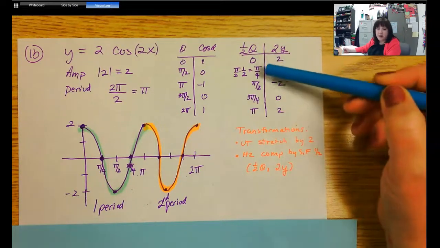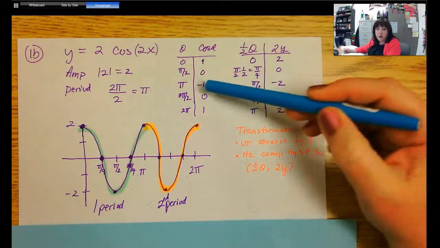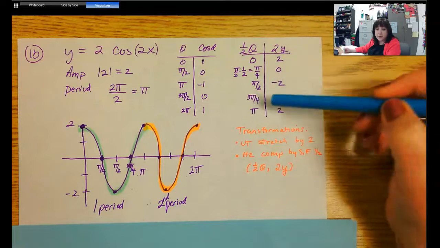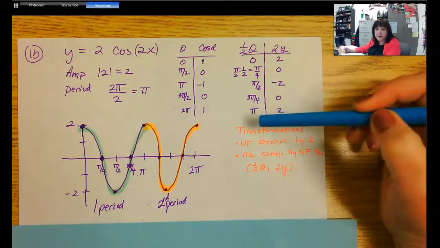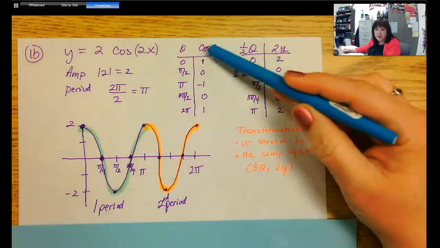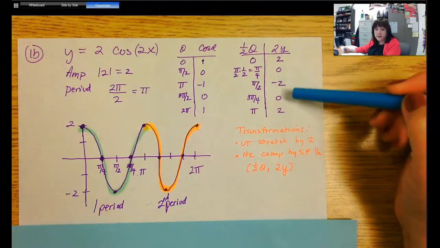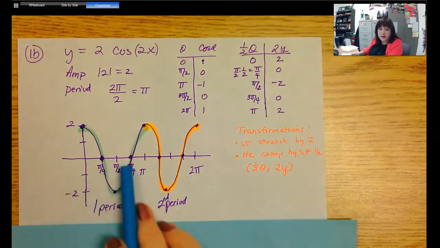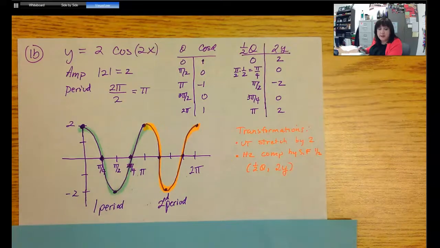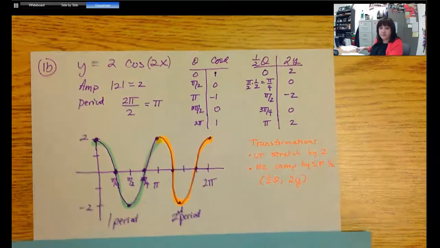So I get 0. I get pi over 2 times 1/2 is pi over 4. Pi times 1/2 is pi over 2. 3 pi over 2 times 1/2 is 3 pi over 4. 2 pi times 1/2 is pi. And then I multiplied all these cosine values by 2 and got 2, 0, negative 2, 0, 2. So then you can kind of see where I adjusted these marks so you could see how that fit together. And I have graphed 2 periods of pi.